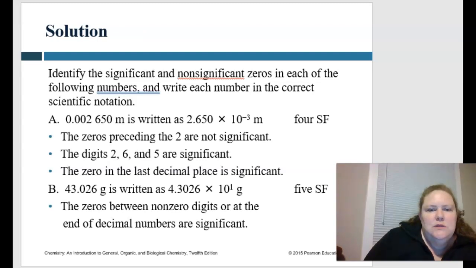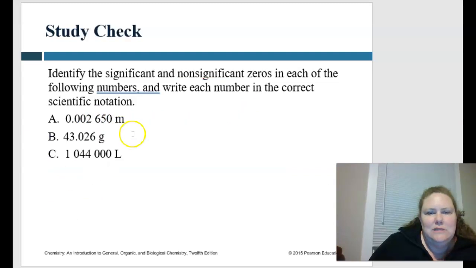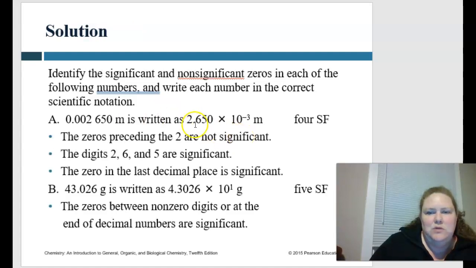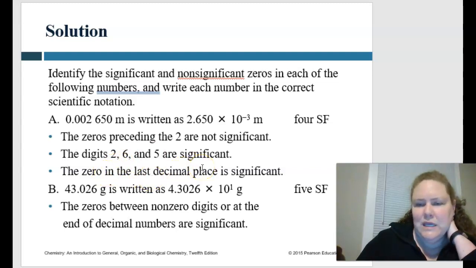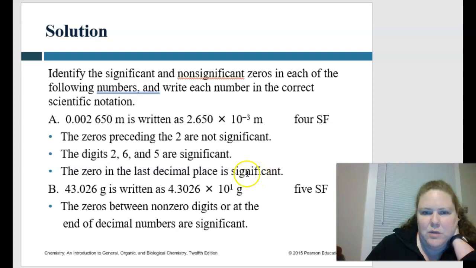All right. So for answer A, the zeros preceding the 2, again, remember they're not significant. And that 10 to the minus 3 tells us that we would be moving that decimal point 3 times to the right. That's why it would be 2.650 times 10 to the minus 3. So that gives us 4 significant figures, because these two zeros are just placeholders. They're telling us how far to move the decimal point. The digits 2, 6, and 5 are significant, and the 0 in the last decimal place is also significant because that's part of the larger number.